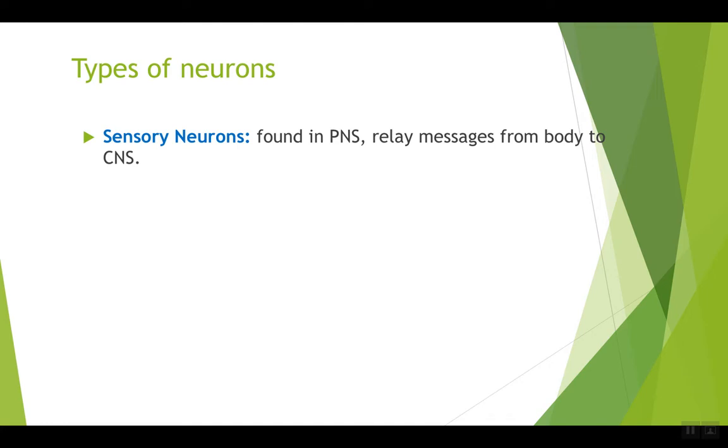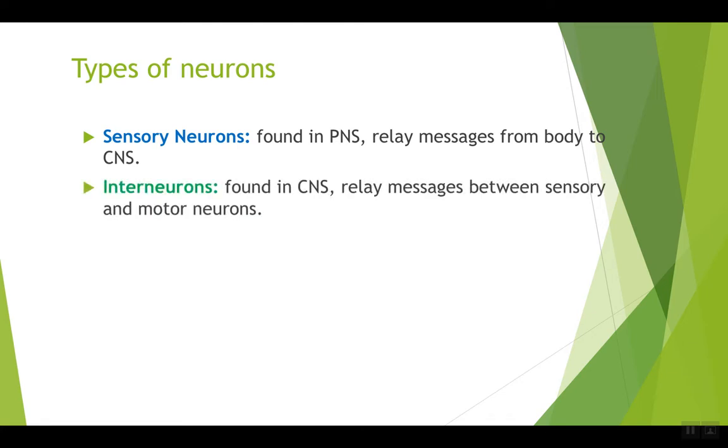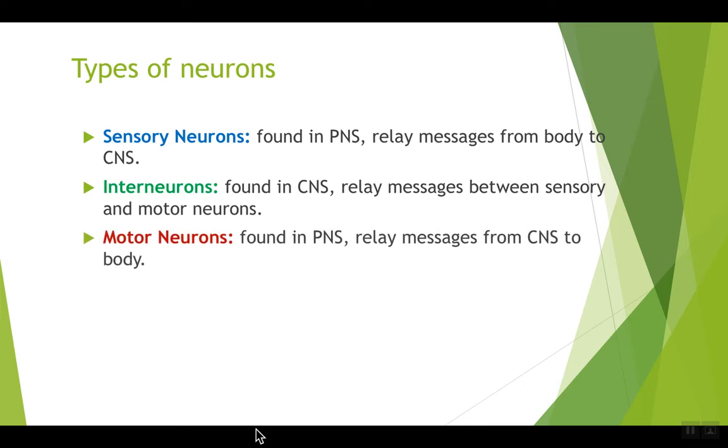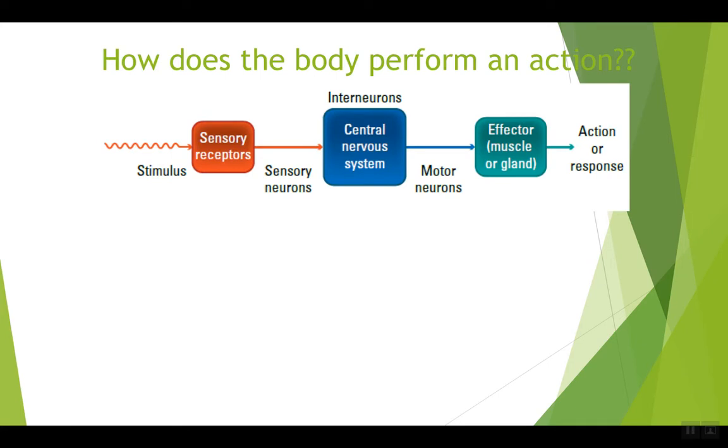So, firstly, you've got your sensory neurons. Those are found mostly in your peripheral nervous system, and they send messages from the body to the central nervous system. Then you've got your interneurons, now otherwise known as connecting neurons. These ones are within your central nervous system, and they act as the messengers between the sensory and the next type, the motor neurons. So your motor neuron, again, now we're back in the peripheral nervous system, and they send the messages from the central nervous system to the body saying, do this.